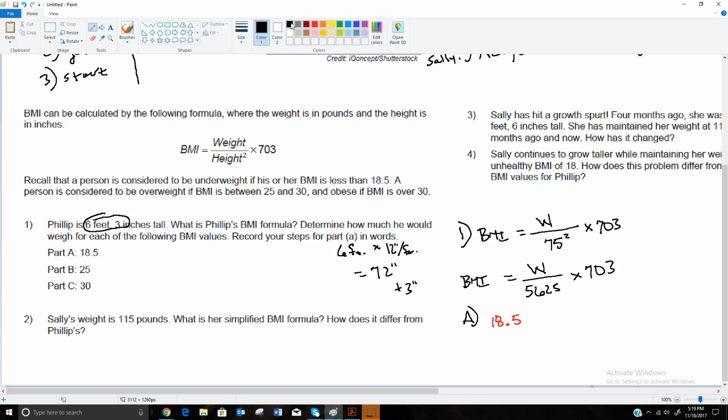Then I'm going to put everything else in the equation that we had. We know that the BMI is supposed to be his weight divided by 5625 times 703. So how are we going to get this weight figured out if we want his BMI to be 18.5? Well, we have to undo the things that are being done over here. So we have a multiplication out here that we're going to get rid of by a division. So I'm going to divide by 703.